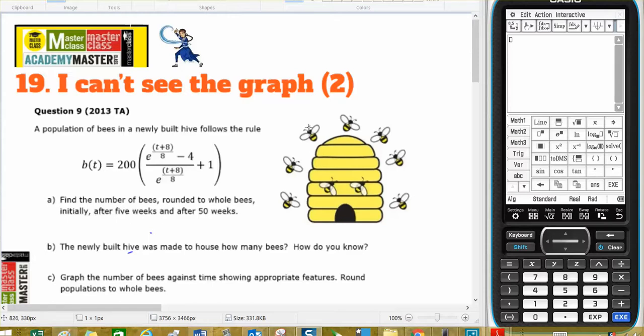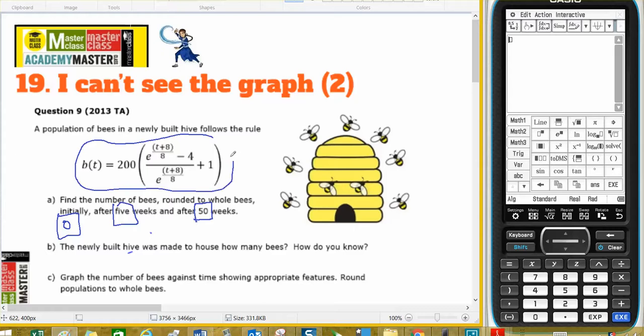So a bit of an indication there of my domain that I should consider, because they're telling me to look up to 50, 5, and initially means 0. So I need those three, and I need to be able to enter this into the calculator. And this is where the tricky thing happens. So it's going to equal 200.